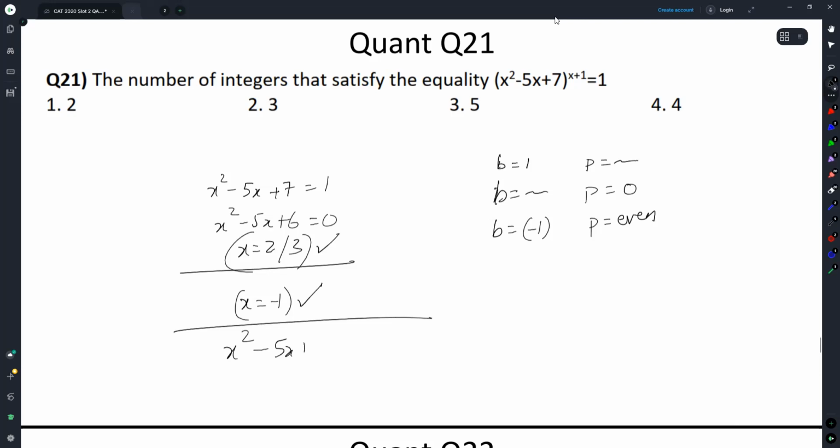X square minus 5x plus 8 is equal to 0. 8 I can't break into 5. X will be equal to 5 plus minus under root 25 minus 32. Forget an integer. This is not even a real root. This is complex root. So the number of integers that will satisfy this equality are 3, option 2. Yes. I would leave it for round 2 because I had to write it down.